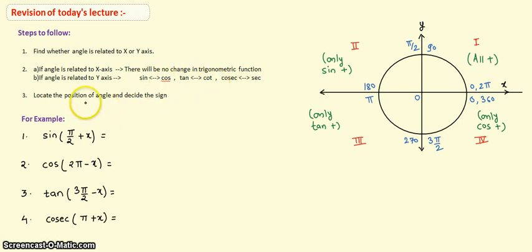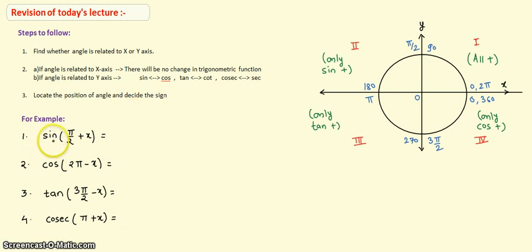Okay, now step number 3: you have to locate the angle. In which quadrant is that angle going? First, second, third or fourth. Once you have located the angle, you have to decide the sign. So these are the 3 simple steps you need to follow. Let us see examples so that these rules will be clear.